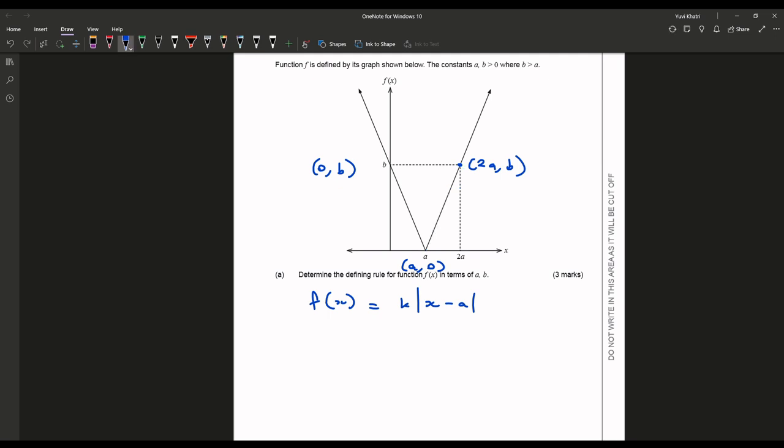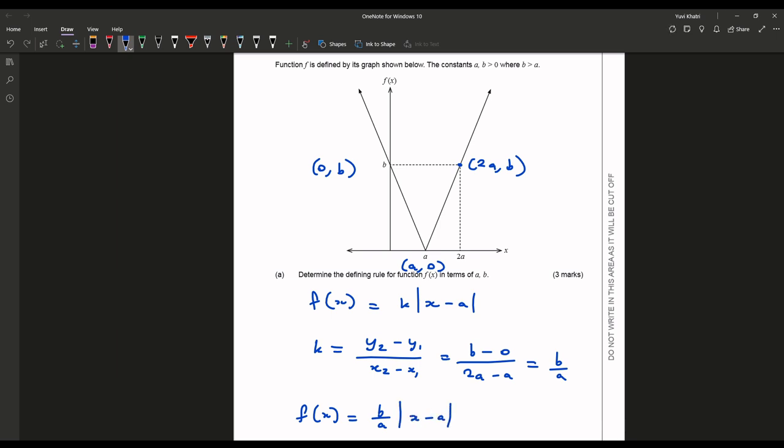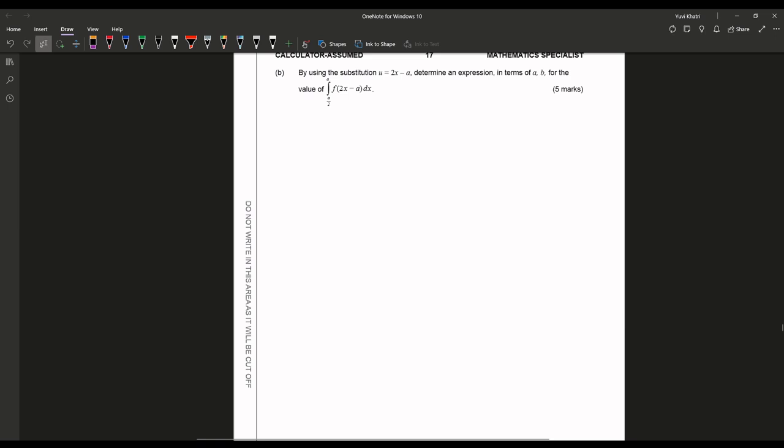And finding this gradient, we can just use the gradient formula. So that's y2 take y1 over x2 take x1. And we know our y2 is b, our y1 is 0, using these two coordinates. And our x2 is 2a, and our x1 is a. So we've got b over a. So our final answer will be f of x equals b over a times the absolute value of x take a. Simple so far.